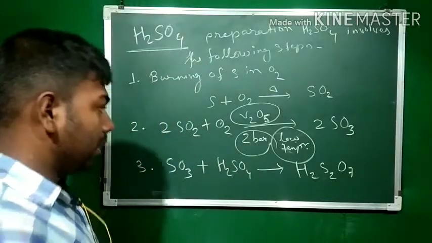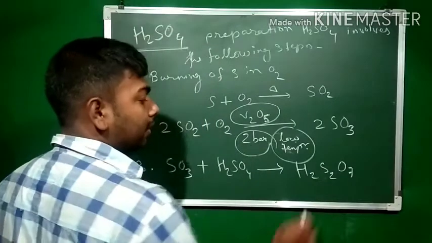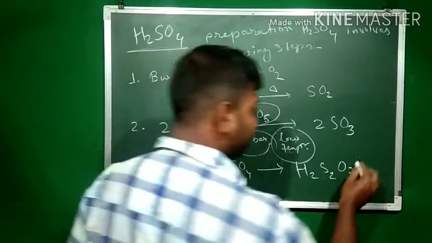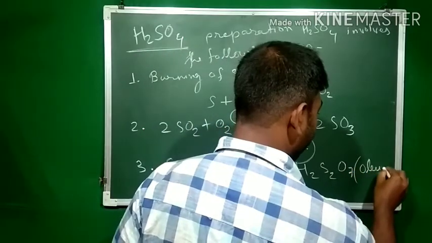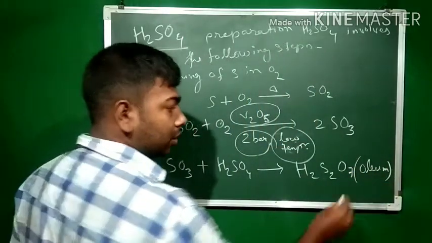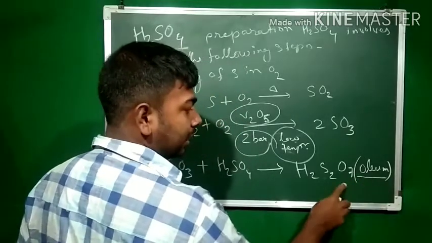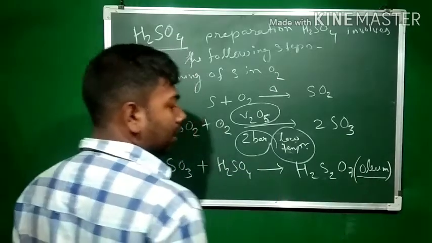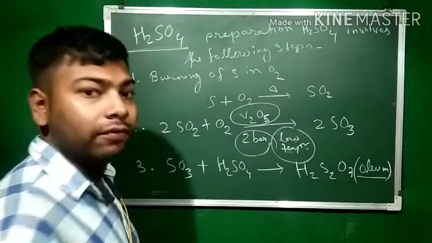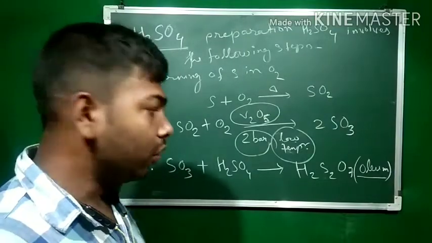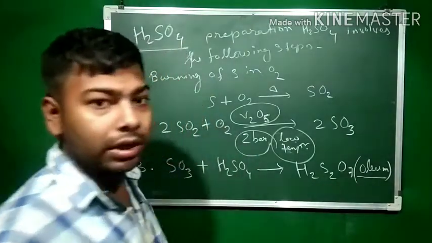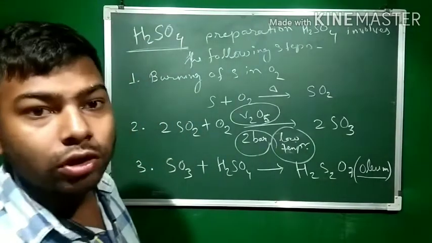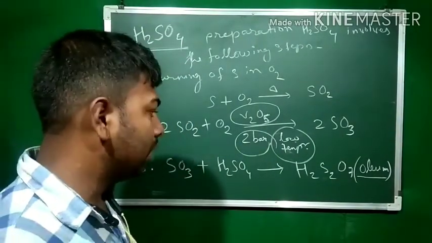Now this acid is known as oleum. The name of this acid, oleum, is very important. You have to remember this one. Now this oleum is nothing but sulfuric acid. Why? Because when it reacts with water, or you can say when it hydrolyzes with water, it produces 2 moles of sulfuric acid. Now see how.